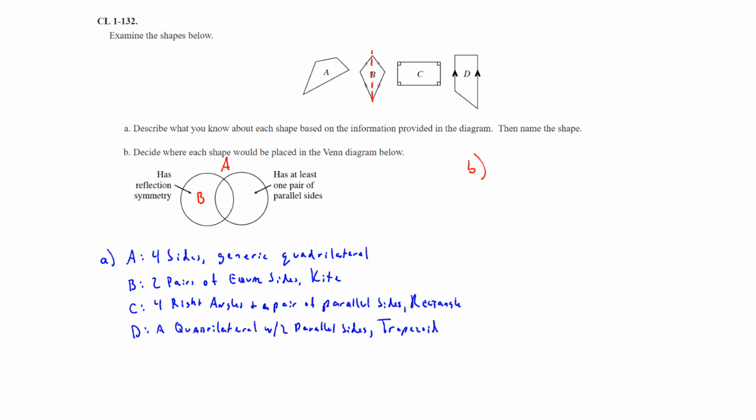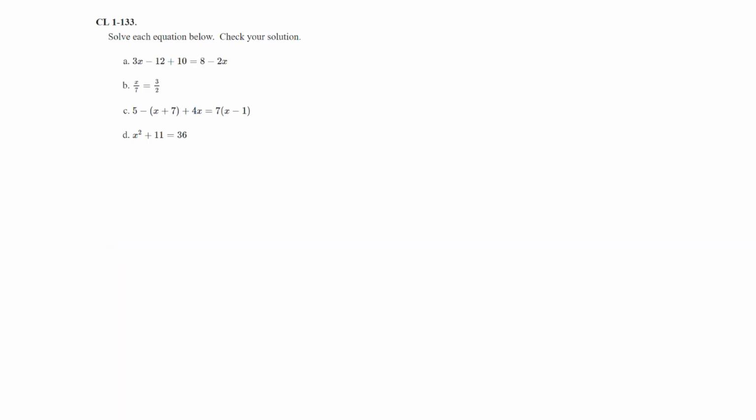C, it has reflection symmetry in a couple different ways, but here's one. And then it has at least one pair of parallel sides. It actually has two, but at least one. So it covers both of them, which means it's the intersection, so C would be in the middle. And then D does not have reflection symmetry, but it does have at least one pair of parallel sides, so it looks like D would go in the second one there.